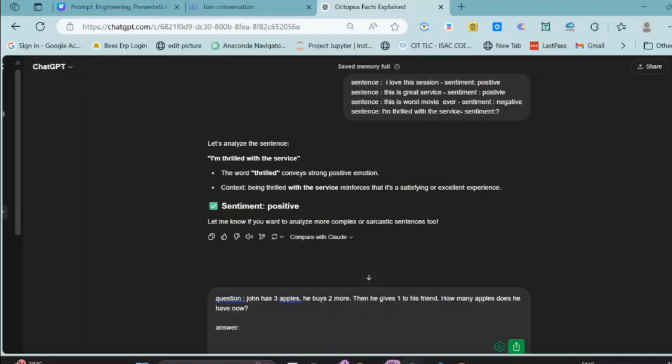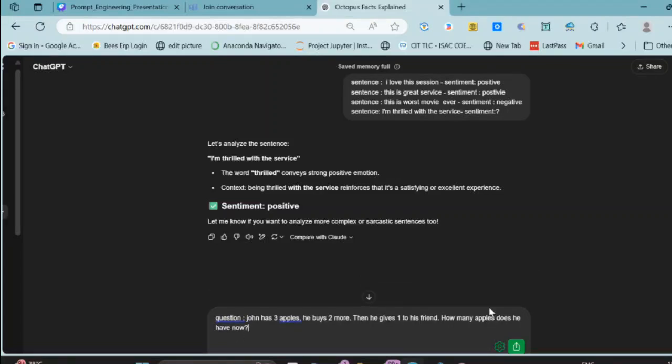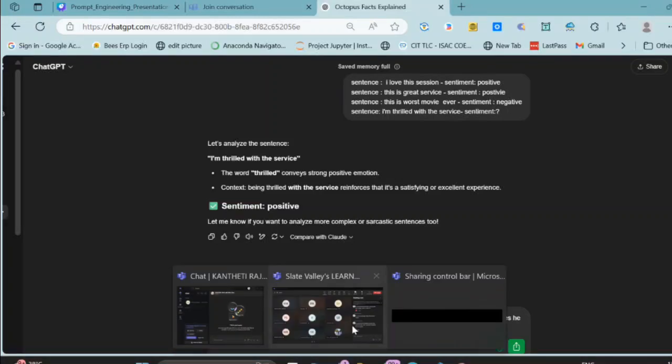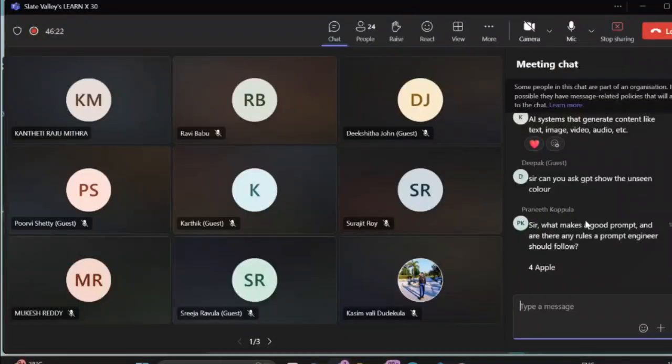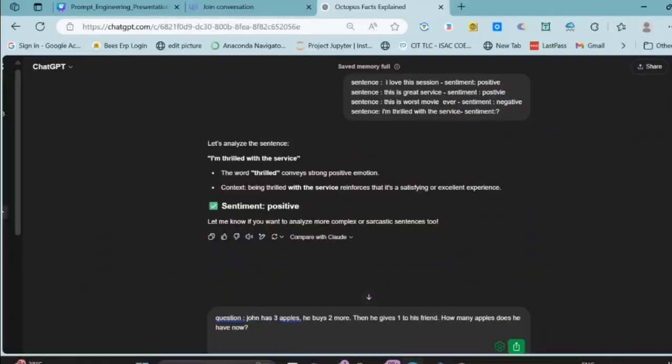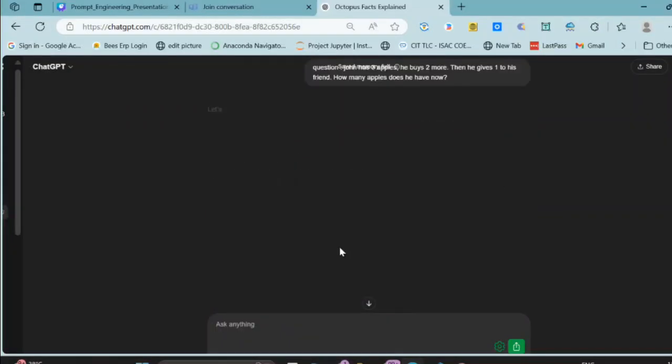Can anyone solve this problem? John has three apples. He buys two more. Then he gives one to his friend. How many apples does John have now? Four apples. Thanks for the response. Let's move to the explanation.